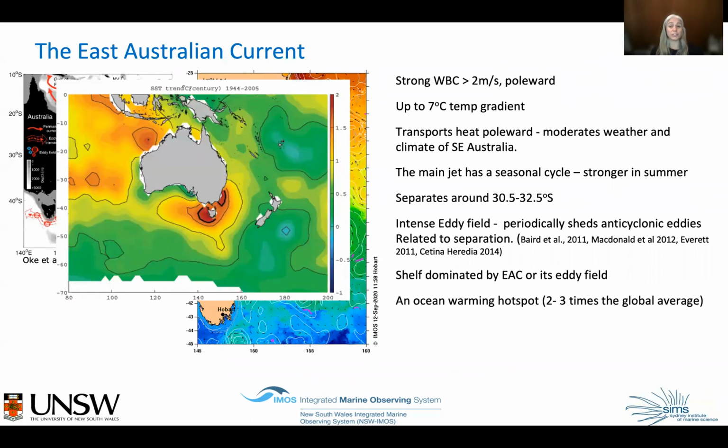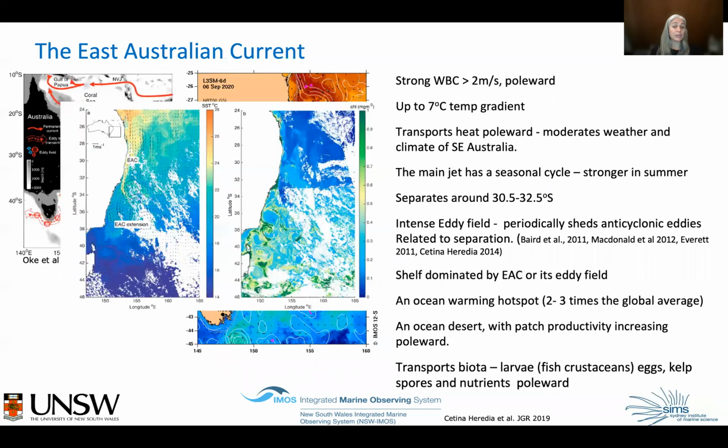It's also a hotspot of ocean warming, as with other western boundary currents in the southern hemisphere, at least. It's warming at 2 to 3 times the global average. It is an ocean desert. We can see chlorophyll here in the image on the right. Some cyclonic eddies drive productivity, particularly further south where productivity increases, but also the interface between cyclonic and anticyclonic eddies. The eddy field drives biota, retains larvae and returns them to the shelf. Also transports eggs, larvae, kelp, spores, nutrients, etc.